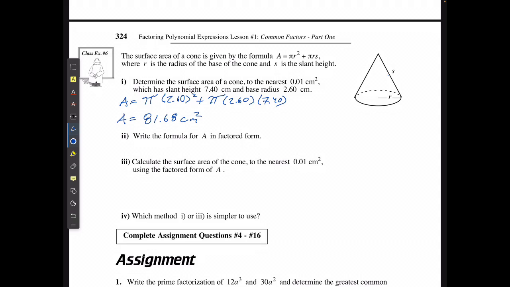Now, if I'm writing the formula in factored form, then the area is equal to pi r squared plus pi r s. Well, they both have a pi in the two terms. They both have at least one r in the two terms. So if I took away a pi and an r from the first term, I'm just left with an r. If I take away a pi and an r in the second term, I'm left with just the s, which means that I could get the same thing by multiplying pi r times r plus s.